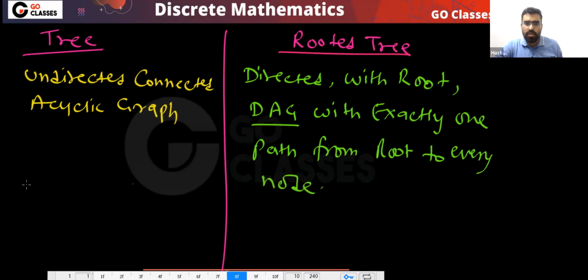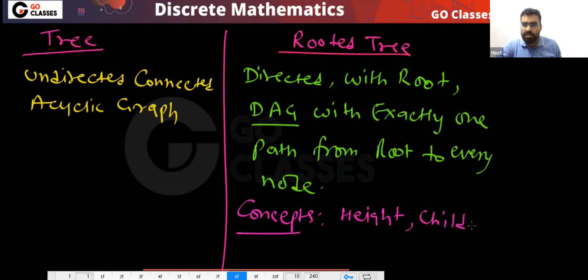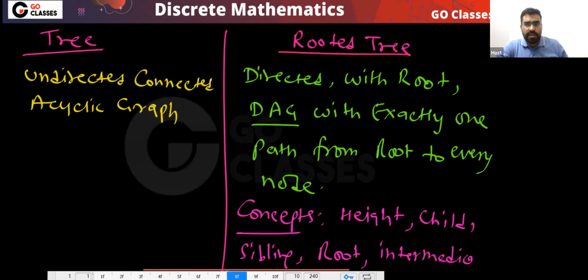So this concept we already know. Remember, in a rooted tree we have these concepts: for example height, child, sibling, root, and intermediate node, which I can also call an internal node. So these concepts we have in a rooted tree, but we don't have them here.